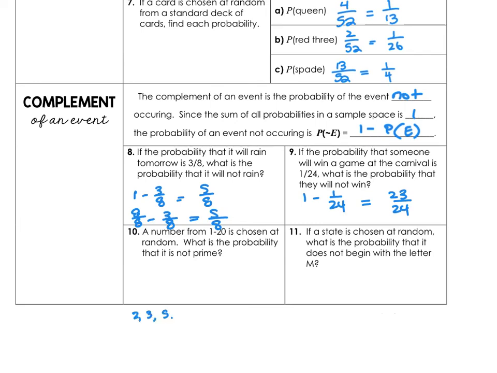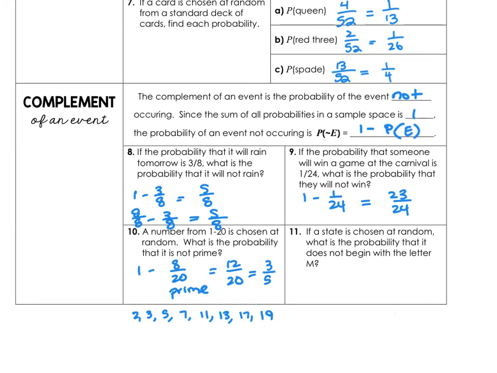So we have 2, 3, 5, 7, 11, 13, 17, and 19. 1, 2, 3, 4, 5, 6, 7, 8. So we have 8/20 are prime. So 1 minus 8/20 is going to give me 12/20 that are not prime, which simplifies to 3/5. Okay? Right? Because I'm subtracting 8/20 from 1, which is like saying 20/20 minus 8/20 gives me 12/20.